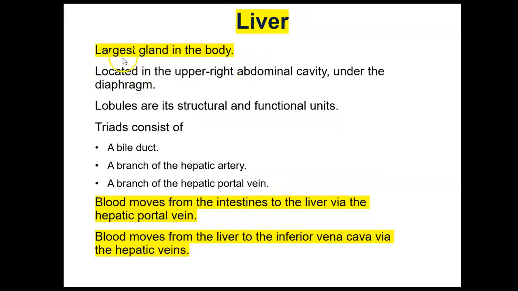So, moving on to the liver, which is the largest gland in the body. In the liver, blood moves from the intestines to the liver via the hepatic portal vein. Hepatic refers to liver. So blood goes from the intestines to the liver via that hepatic portal vein, and then blood moves from the liver to the inferior vena cava and then to our heart via the hepatic veins.